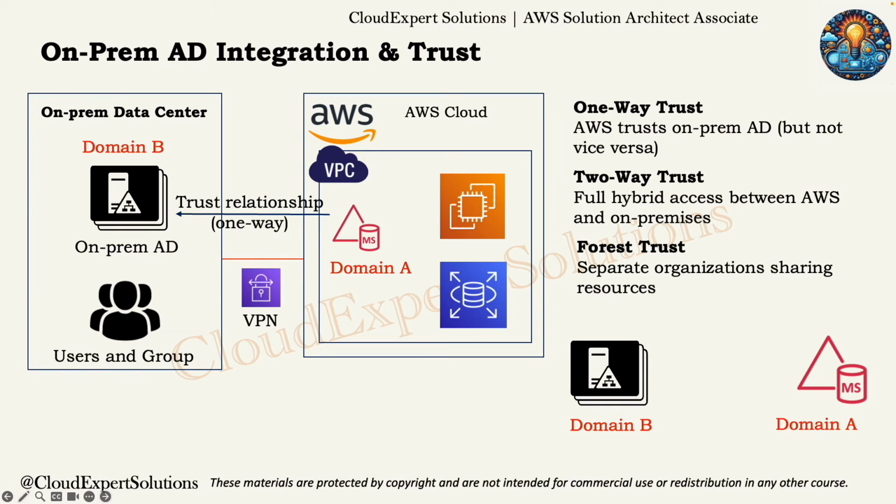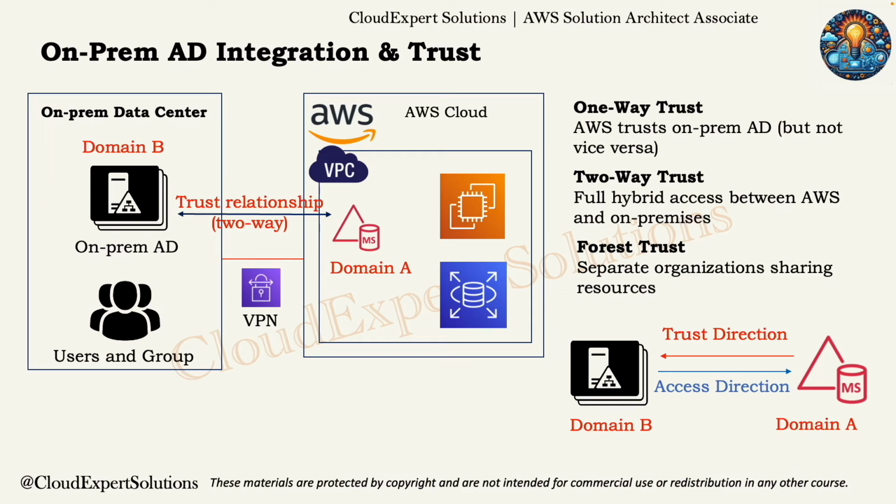Please remember this diagram. If you have two domains and you have a trust direction from domain A to domain B, then domain B users will be able to access the resources from domain A, not vice versa. But if you have a two-way trust relationship, then all the users from domain A will be able to access the resources from domain B and vice versa. And this setup enables single sign-on, central policy enforcement, and seamless access across hybrid cloud and on-premises environments.